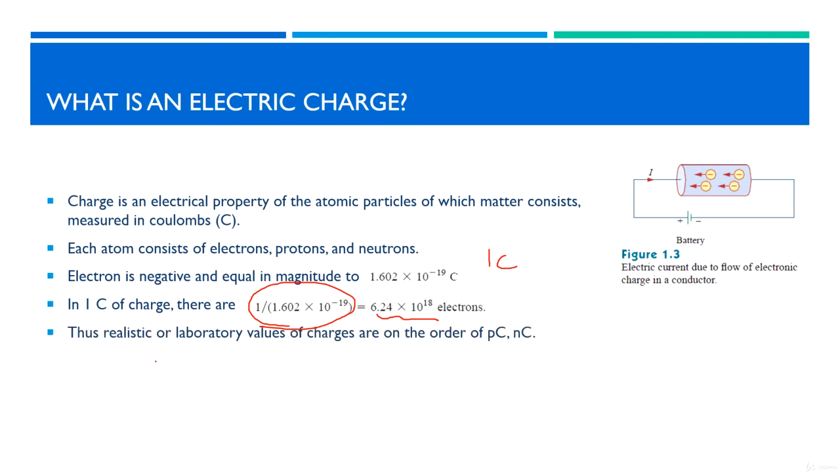So in actual life, the values of charges are in the order of pico coulomb or nano, which is 10 power negative 9, which we discussed in the SI units, and pico is 10 power negative 12. So this is the actual value of our coulomb or our electrons.